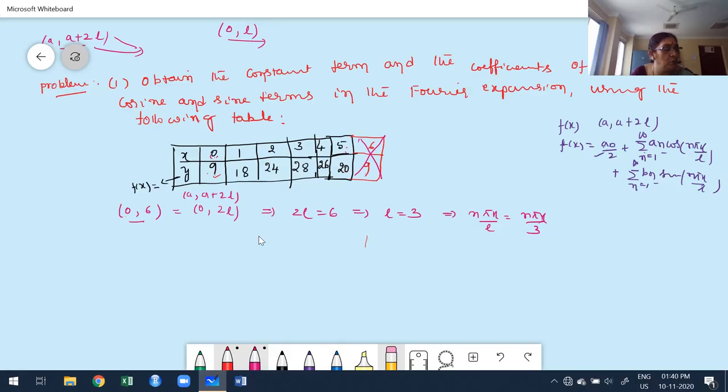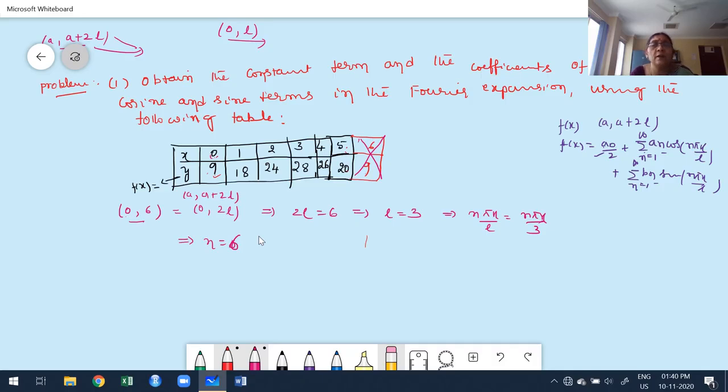I think that is the n value. From 0 to 6, divided into how many parts? N is 6 values. N is equal to 6: 1, 2, 3, 4, 5, 6. Okay, n is equal to 6. You know that.